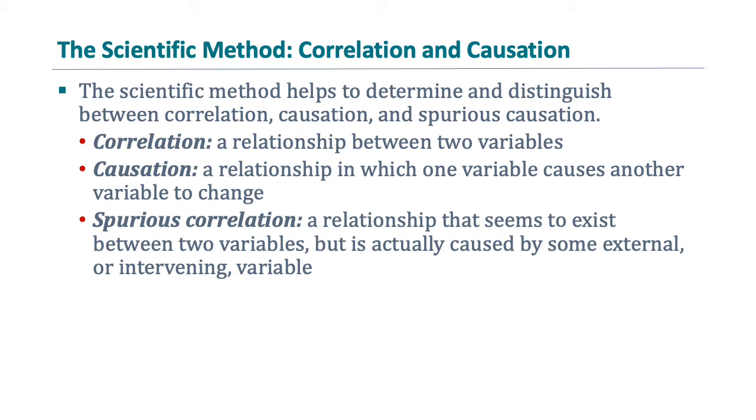So correlation is a relationship between 2 variables. Just because something correlates, it does not mean that one variable causes the effect of the other variable. And then causation is a relationship in which one variable does cause another variable to change. And then spurious correlation is a relationship that seems to exist between 2 variables, but it's actually caused by some external or intervening variable. So let's take an example.